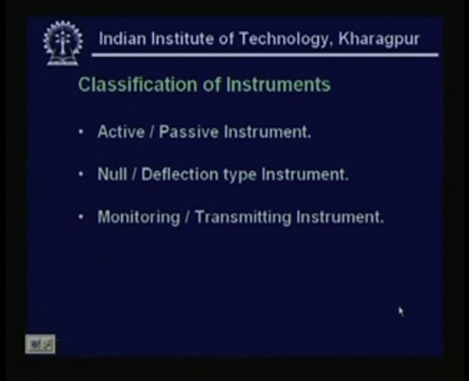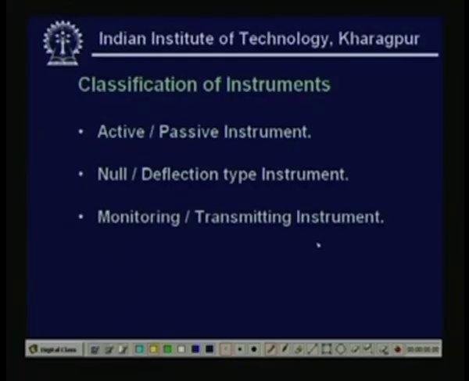Now, monitoring and transmitting instrument, what does it mean? A mercury in glass manometer is a good example of a monitoring instrument. As you know, you have seen it. Or suppose a flow meter, a rotameter, is a common example. How does it look? We will discuss the rotameter in detail later on.